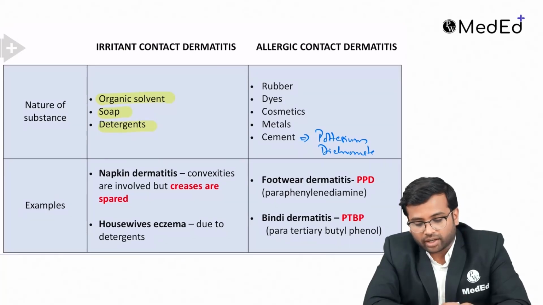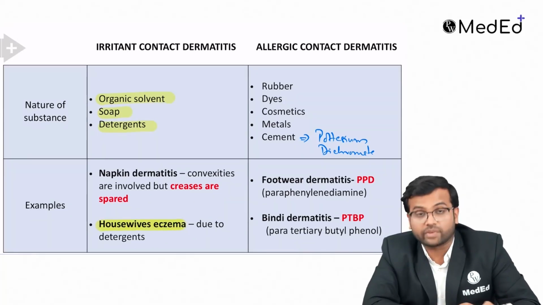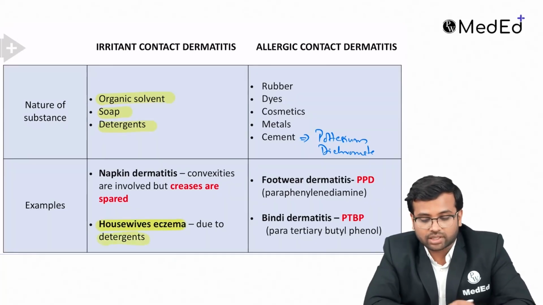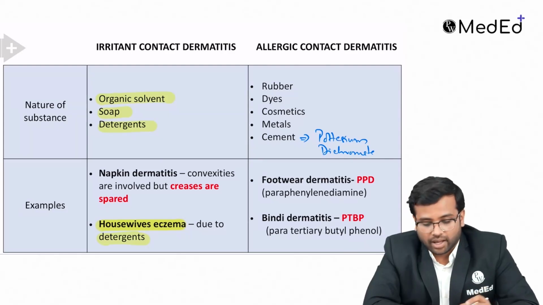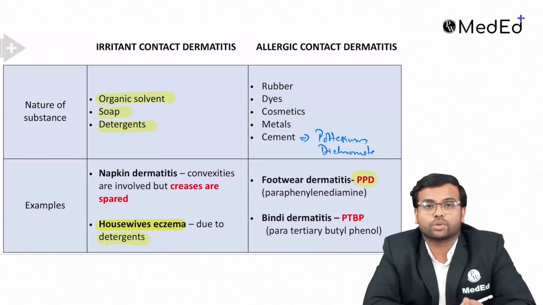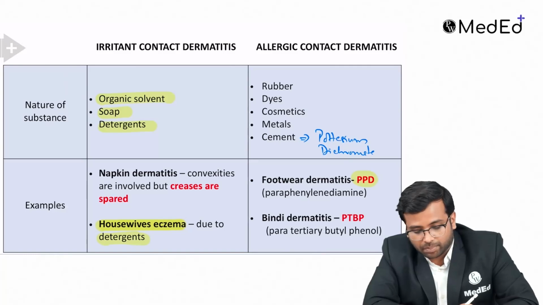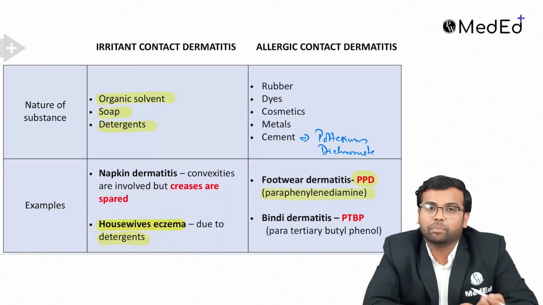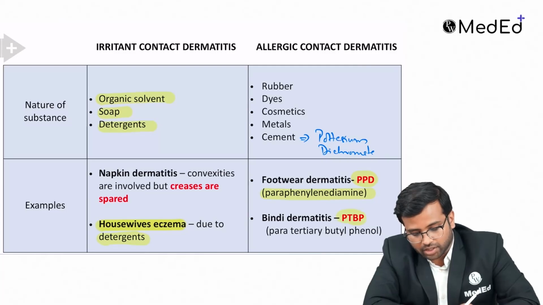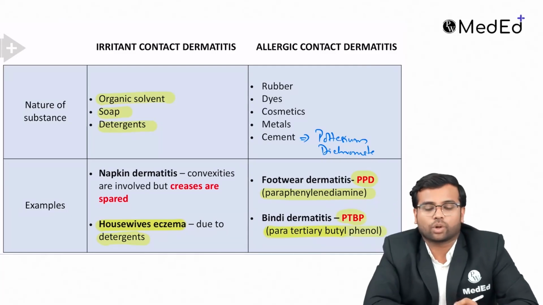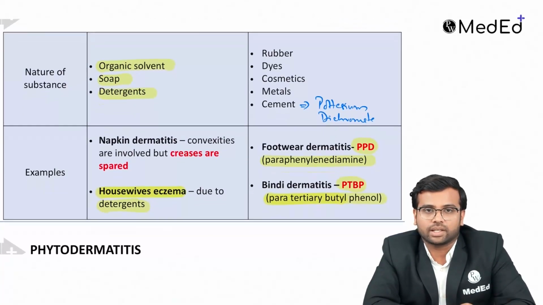Now among all these things, please remember housewives eczema, which is due to detergents, and this is the most common cause. And footwear dermatitis is usually caused due to PPD, that is paraphenylene diamine. And for bindi dermatitis, the culprit has been explained to you, that is para-tertiary butyl phenol. So all these are the various examples of ICD and ACD.